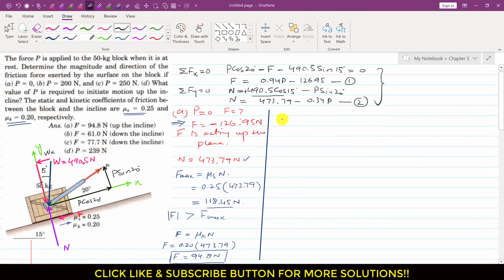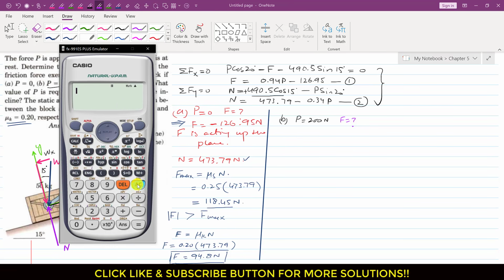Now in case B, it is said that P equals 200 Newton, and then we have to find the friction force, right? So again we will use both of these equations. If I put P equals 200 in this equation 1, I will put it directly in the calculator. So I can write this equation as minus 126.95 plus 0.94 into 200. P is 200, right?